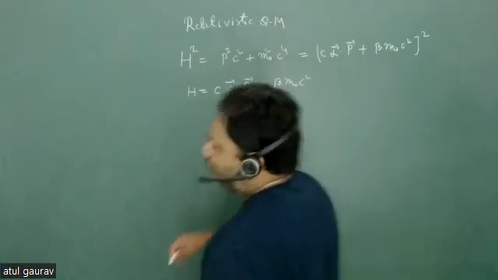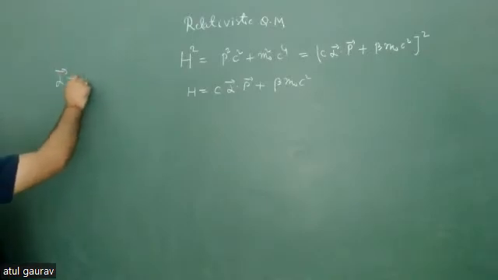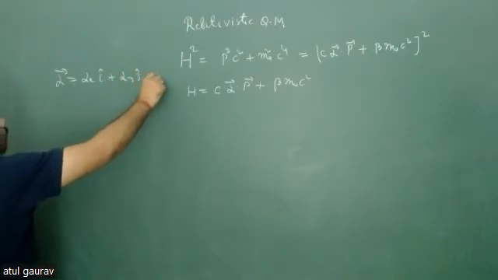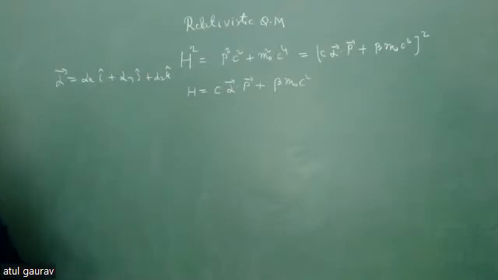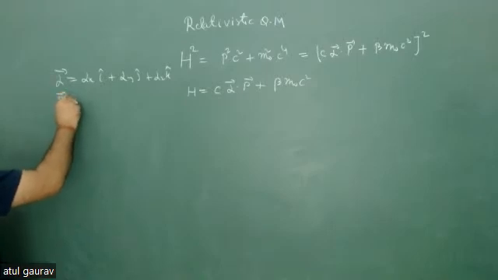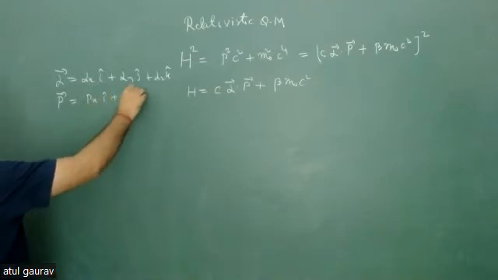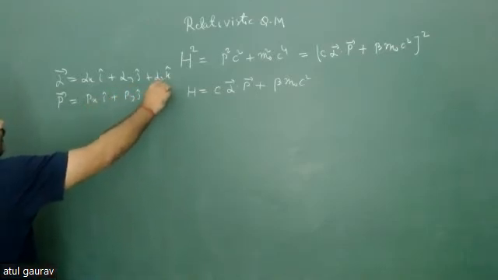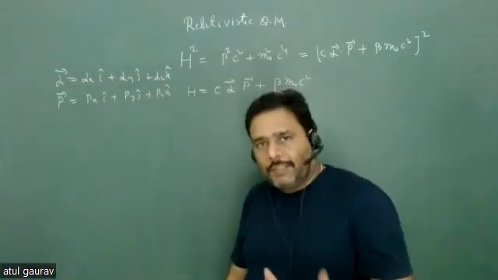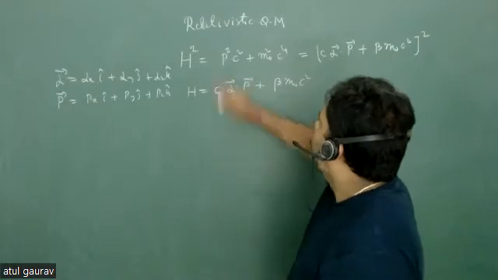So I can write this alpha as my vector. This alpha vector is nothing but alpha x i plus alpha y j plus alpha z k. And this p is, obviously we know, nothing but px i plus py j plus pz k. And by the way, what is this p square? This is nothing but px square plus py square plus pz square, isn't it? So this is just my p square.